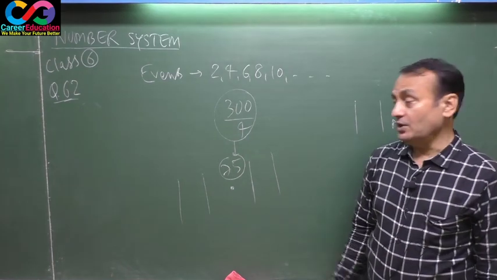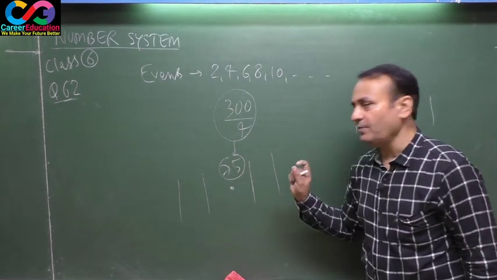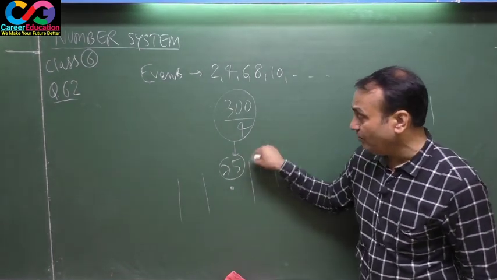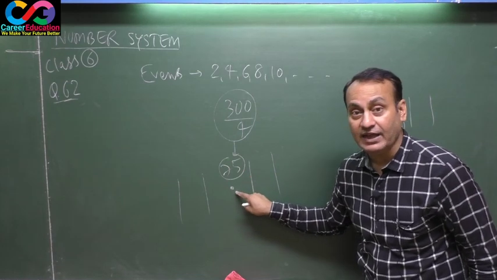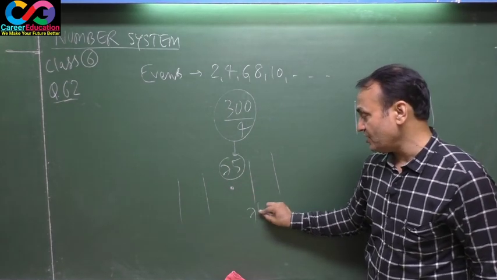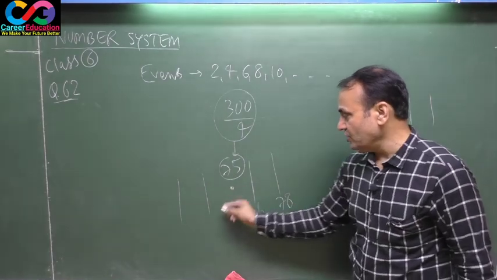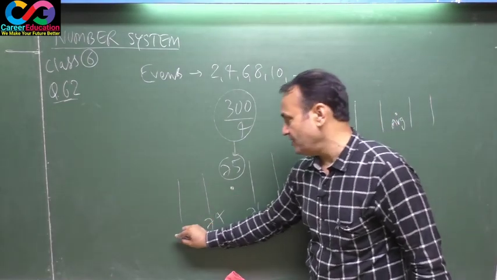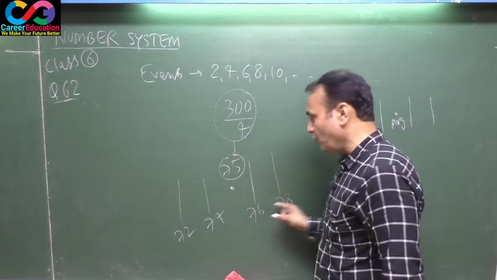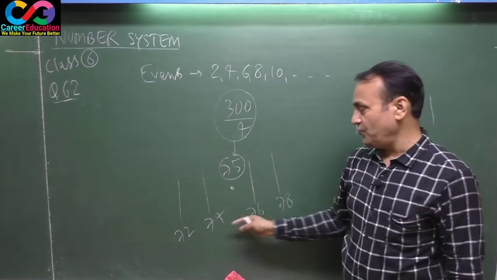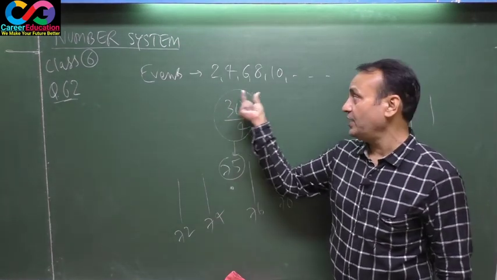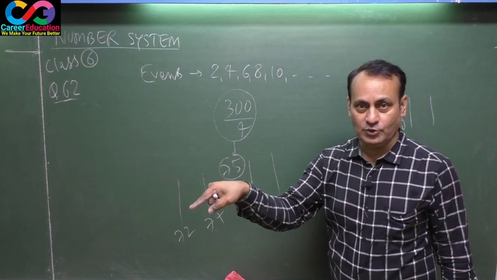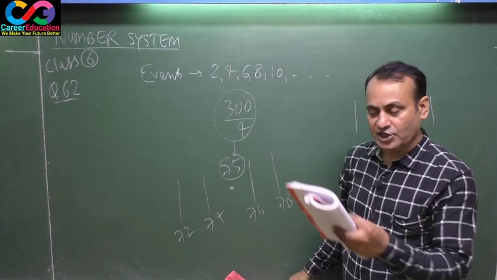That means these are four consecutive even numbers. In between at the midpoint, this is 75. That means this is 76, this is 78, this is 74, this is 72. These are 4 consecutive even numbers. If you add all these 4 numbers, you must be getting 300 as the question told you. Okay. These are 4 consecutive even numbers.